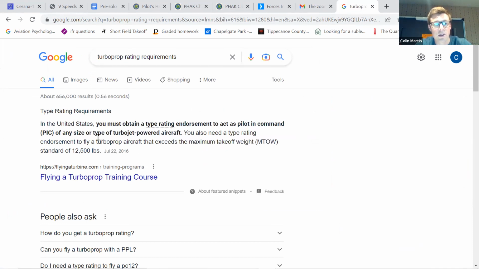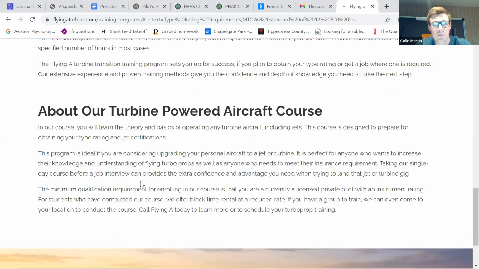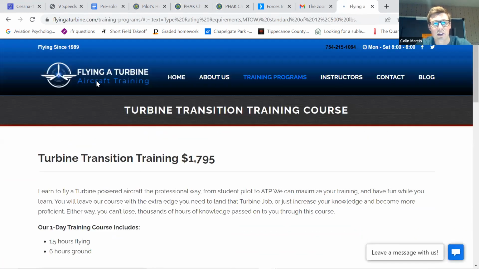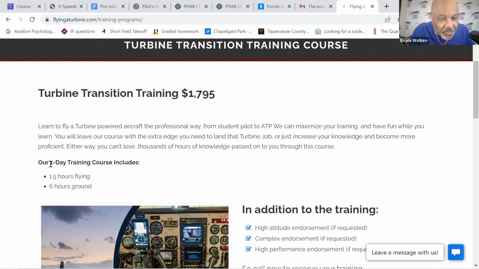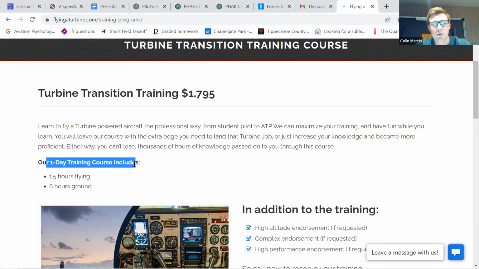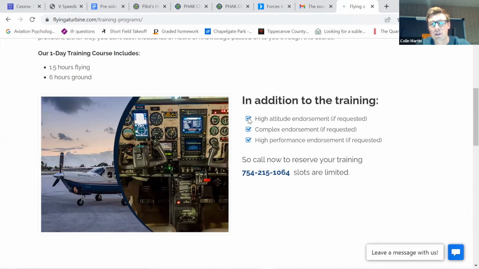You also need a type rating endorsement to fly a turboprop that exceeds a maximum takeoff weight of 12,500 pounds. And then there's online training courses, I'm guessing, that you can do. Wow, $1,795 for an online course? It's 6 hours of ground school and then 1.5 hours of flying, and then they'll endorse you with your high altitude, complex, and high performance endorsement.